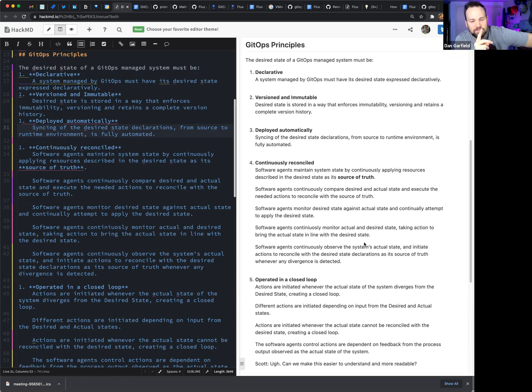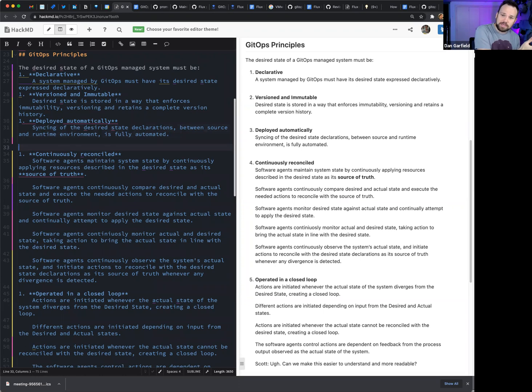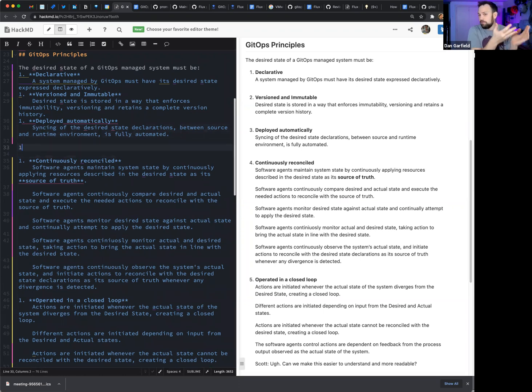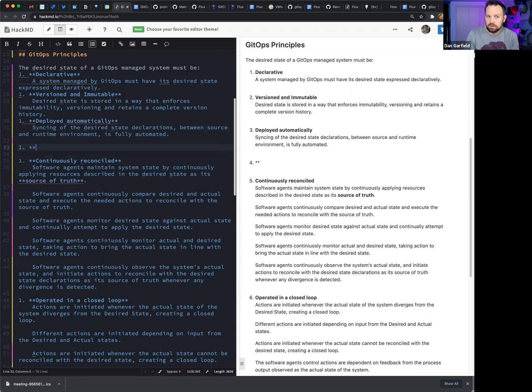Wait, I do have one more thing on principle terms. Yeah. Sorry. From source to runtime, does that imply the push instead of pull? Should it instead be between? Syncing of the desired state declaration. Yeah. Between source and runtime, yes, I agree. Now that could imply that you could make a change to your actual state that would then be made into your real state, but principle 4 tells us very clearly that you can't do that, right? So it's probably okay. I hope.